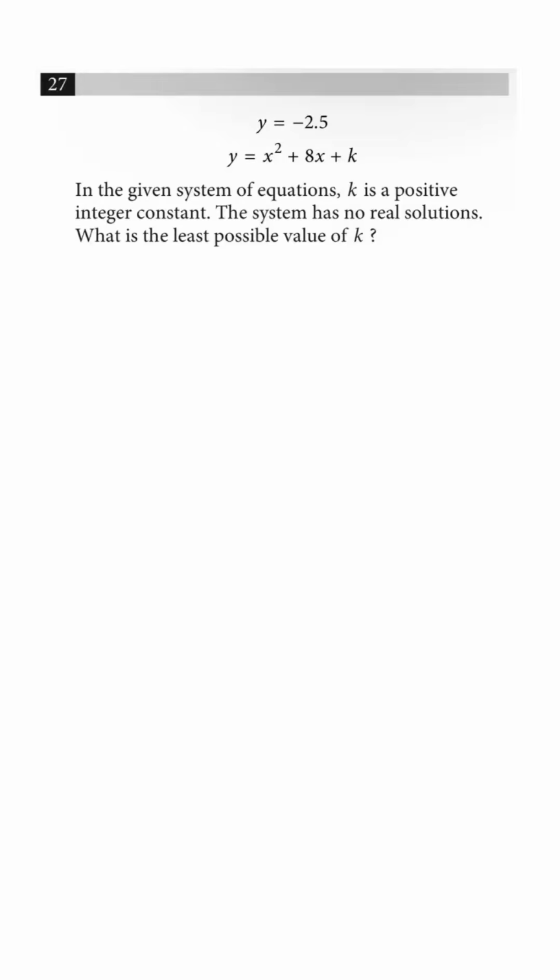Let's solve this SAT math question. We have a system of equations and we are told that it has no solution. We are given that k is an integer and we are tasked with finding the least possible value of k. One strategy is to use substitution to combine the system into a single equation.